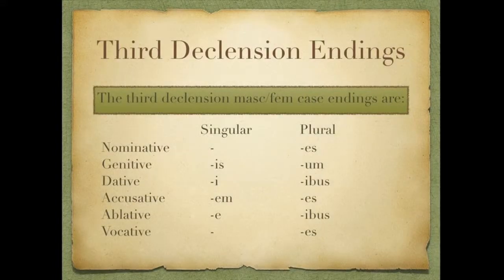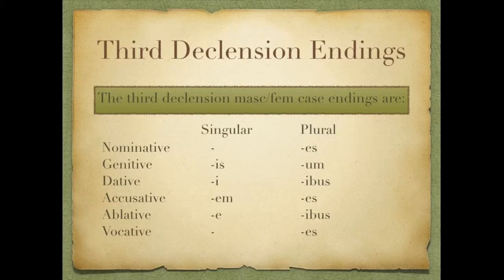So we have a new category of nouns with third declension, so we're going to have some new case endings. There's no set nominative case ending for third declension nouns. There's a great variety, so we just tend to leave that blank on our charts. Genitive always ends in is, dative singular ends in i, accusative em, ablative ends in e, and the vocative form is exactly the same as the nominative.